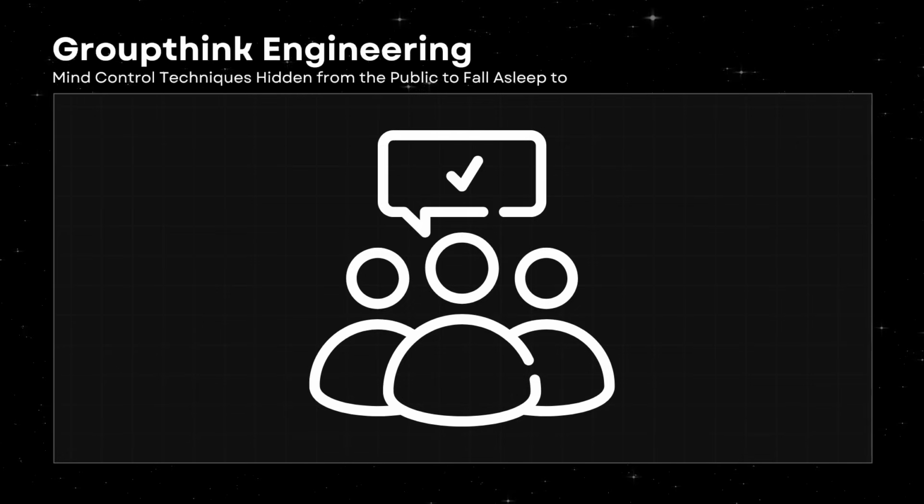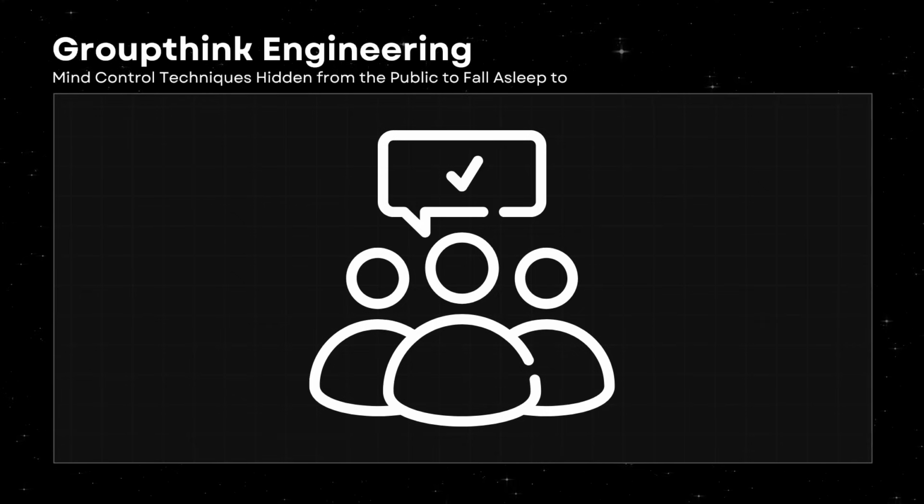Groupthink engineering is the process of shaping a group so that agreement matters more than truth. In this setup, people are pushed to match the views, tone, and behavior of the majority. Questioning is seen as a threat. Disagreement is framed as disloyal.